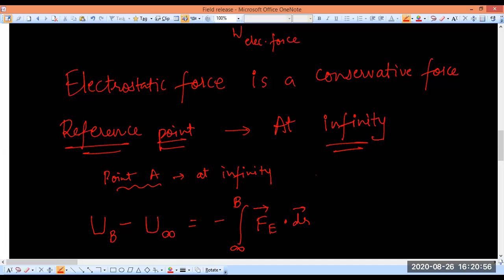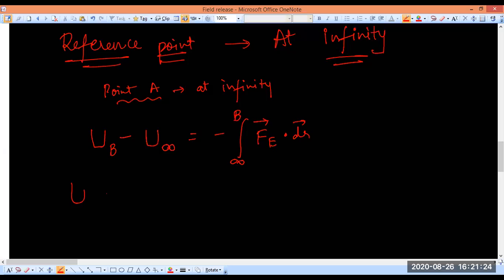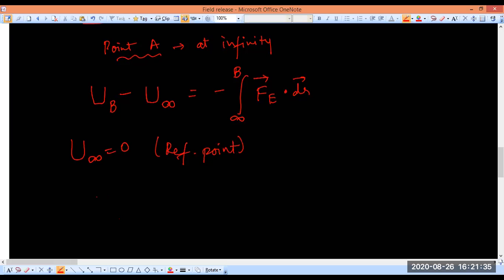Say yes if you understood this. Okay, very good. Fine, I think that's clear to everybody, right? Now I hope you remember that for reference we take U infinity equal to 0, right? That is, reference potential energy is always taken as 0. So now this gives me the definition of potential energy.